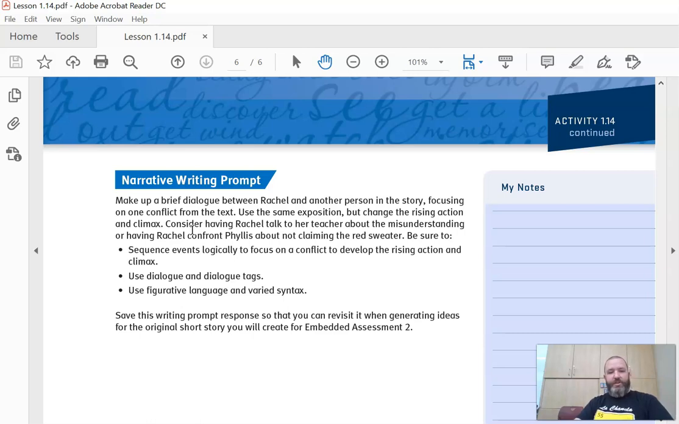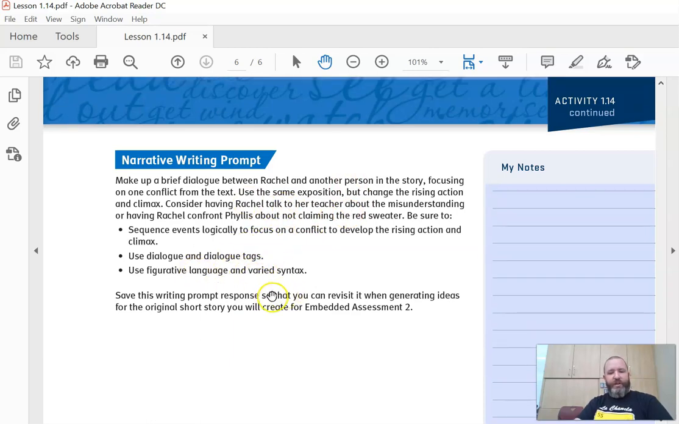Use the same exposition, but change the rising action and climax. Consider having Rachel talk to her teacher about the misunderstanding, or Rachel confronting Phyllis about not claiming the red sweater. Be sure to sequence events logically to focus on a conflict to develop the rising action and climax. Use dialogue and dialogue tags. That's Rachel said, or I said if you're doing a first-person story. So I said, Sylvia said, Mrs. Price said. And use figurative language and varied syntax.